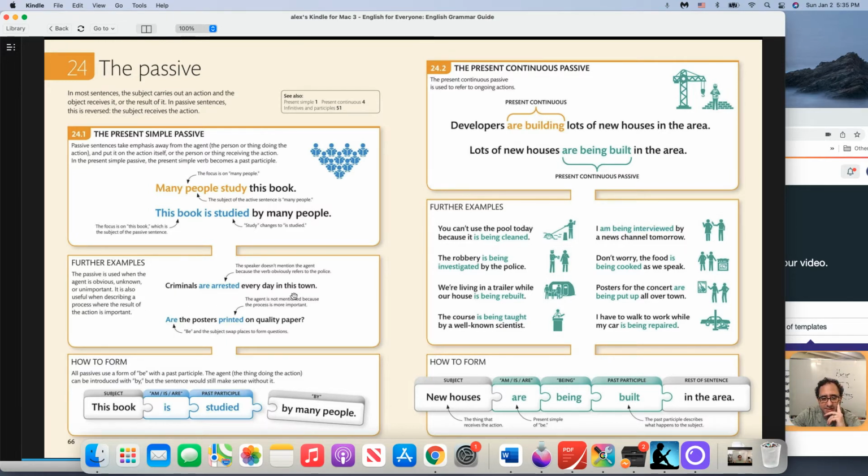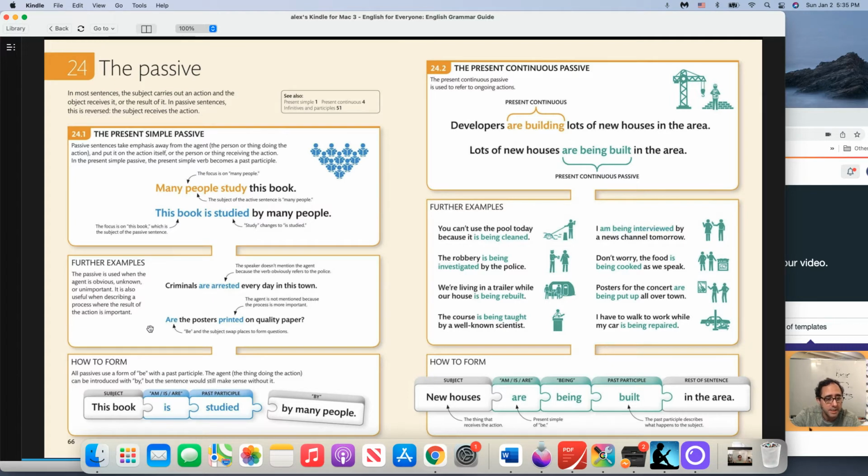Notice what's missing in this. Who arrests the criminals? We kind of think it's the police, right? But what if they were citizen arrested? What if in the US you can do a citizen's arrest? But probably not. We kind of know it's the police, right? So the focus is on criminals. Criminals are arrested every day in this town.